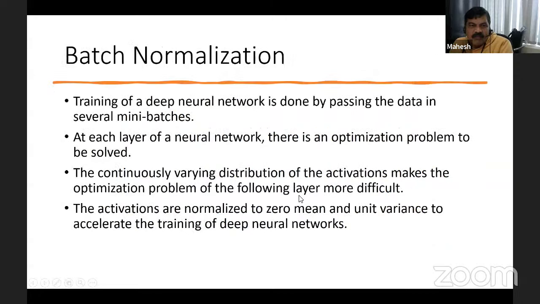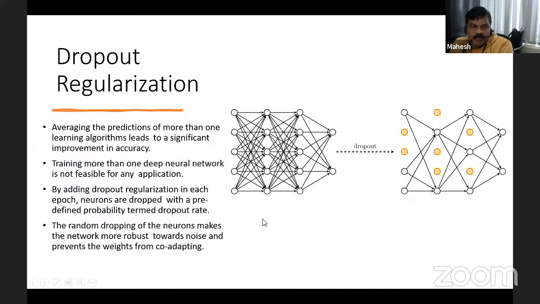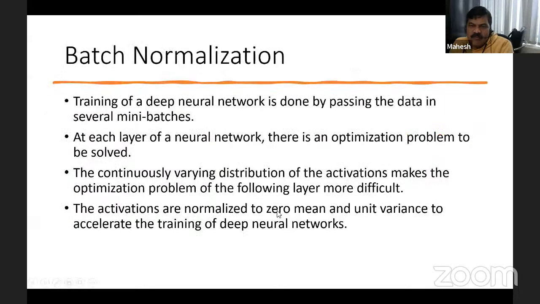Okay, so what is batch normalization? Training of a deep neural network is done by passing data in several mini batches. So we will pass the data, we will train the network with different batches. Okay, that is one technique. Another is dropout or regularization. This batch normalization helps to solve the overfitting problem.